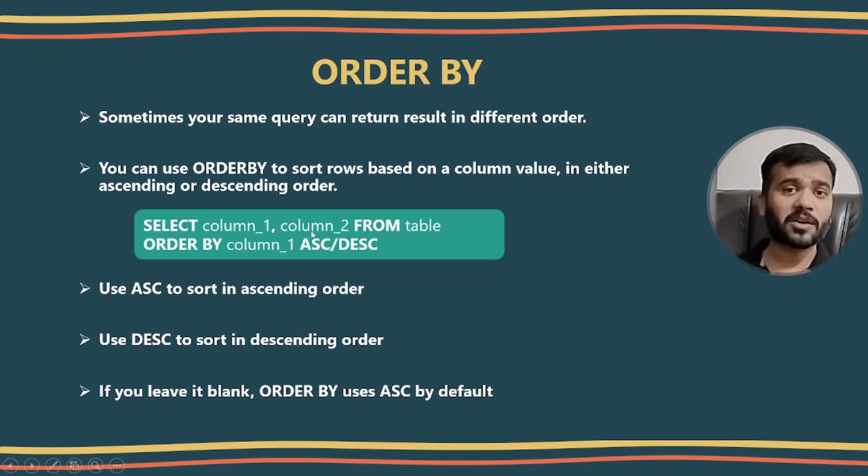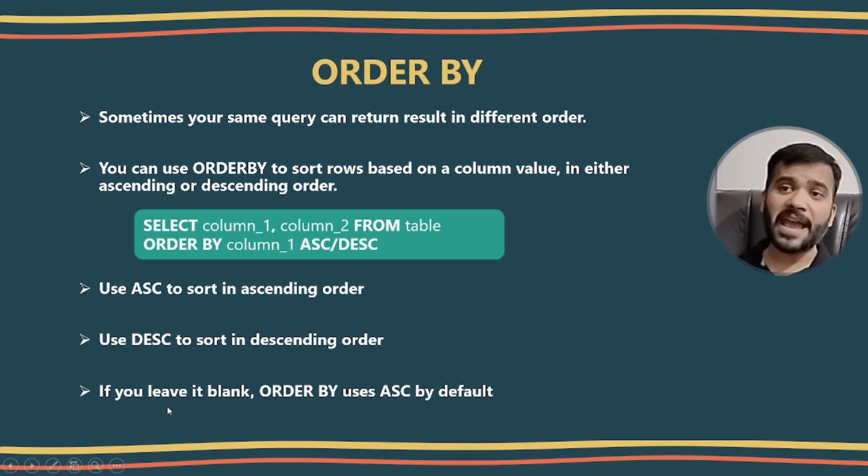If you want a particular column name, then you have to mention the column name. Else you have to mention the star symbol. Now FROM, then you have to mention your table name, and then ORDER BY. Whichever column you want to apply order by, that column you have to mention over here. Then you have to mention whether you are using ascending order or descending order. For ascending we use ASC and for descending order DESC.